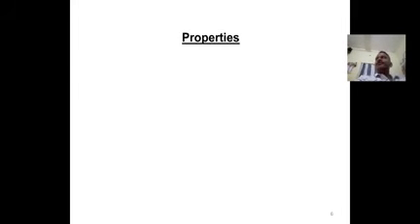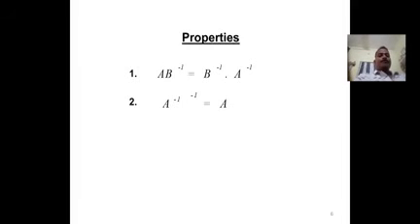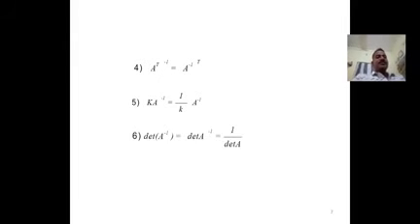The properties of inverse. Number one, AB whole inverse is B inverse into A inverse; this is the reversal property. Two, A inverse whole inverse is A itself. Third, A into A inverse equals A inverse into A equals identity. Fourth, A transpose whole inverse is A inverse whole transpose. Fifth, K into A whole inverse is 1 by K into A inverse. Determinant of A inverse is 1 by delta.